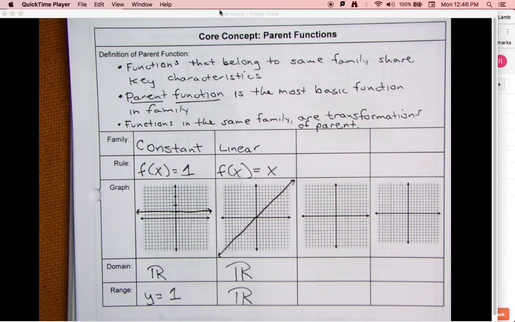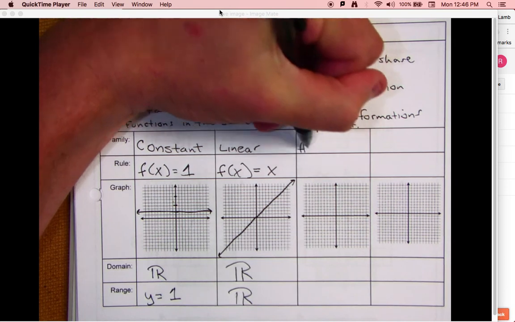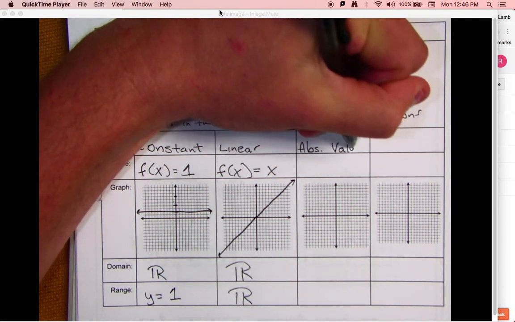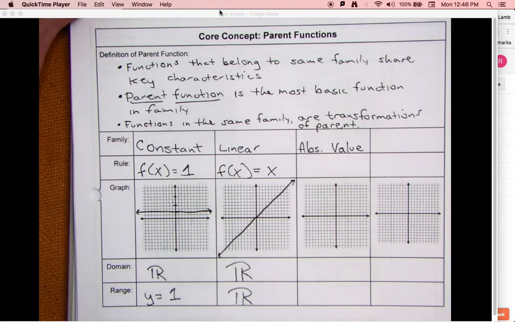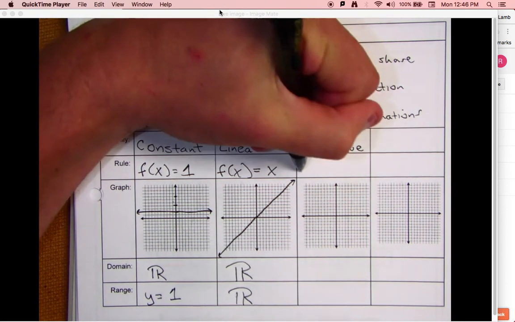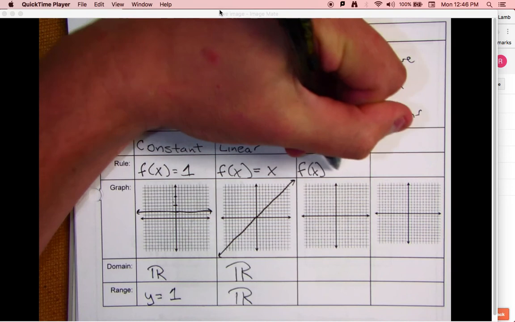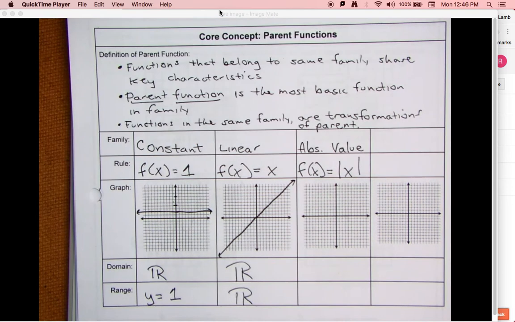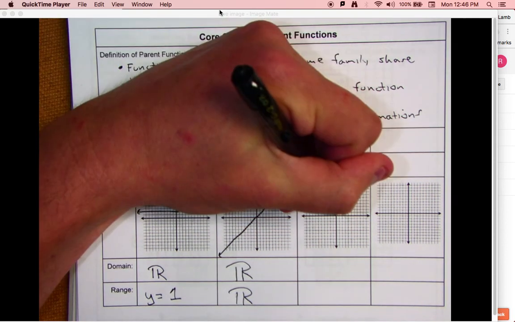So there's your second function family. Parent function, linear, f of x equals x. The third family is the absolute value, and we looked at that a little bit in the last video. So the absolute value family, the rule or the parent function, is f of x equals the absolute value of x. What does that graph look like?